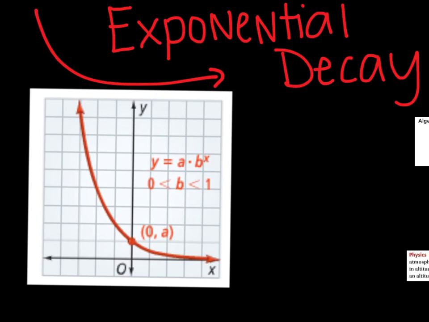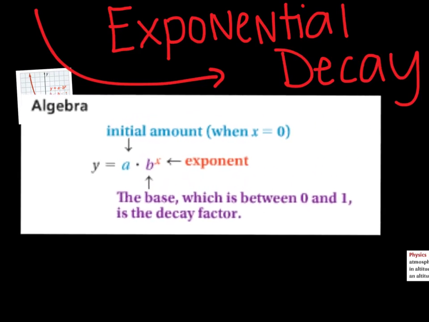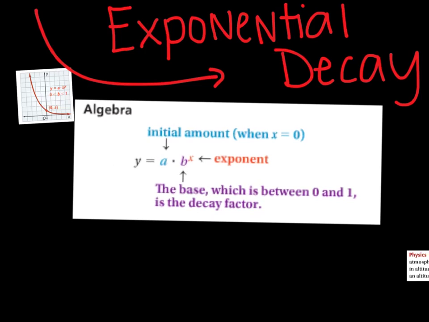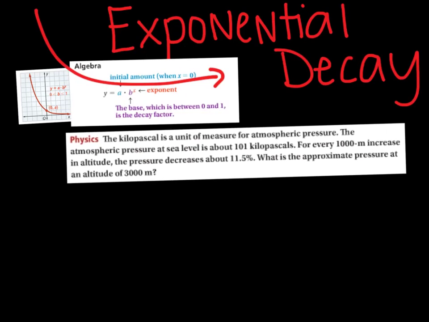So you have 1 minus the percent rate of change expressed as a decimal, and we'll talk about that some more in our example. The algebra behind it is here. Y equals A, where A is your initial amount when X is 0. So in other words, typically your time is 0. B, the base, is between 0 and 1. That's the decay. And then, of course, you have your exponent. So if you use that, it is helpful for your problems.